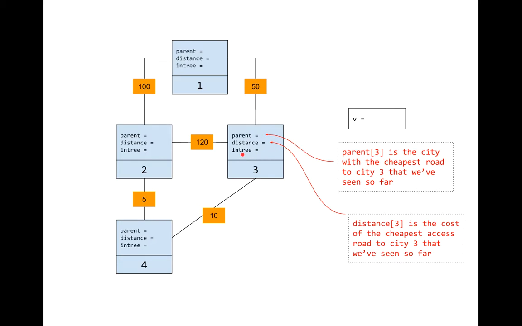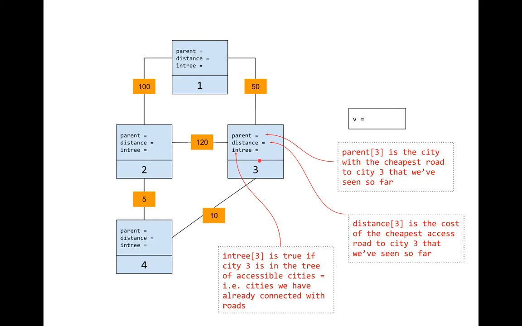And then we have this variable in tree here, and in tree is true for city 3 if city 3 is in the tree of accessible cities, i.e.